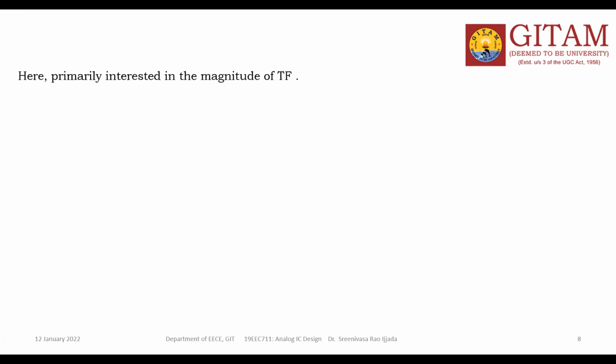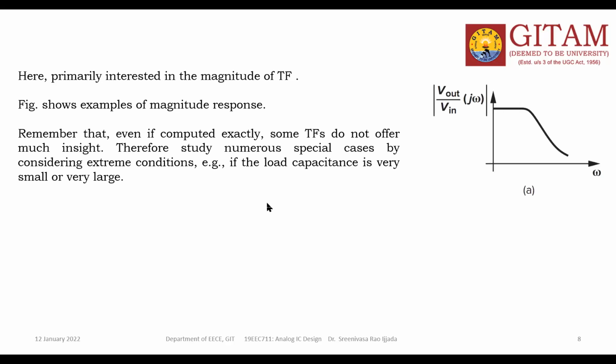So we are primarily interested in the magnitude of the transfer function. By applying the input, you can find the output. From the output, you can find two things: the magnitude response and the phase response. So this magnitude response is the low frequency response or low pass filter response. This is the Bode plot.